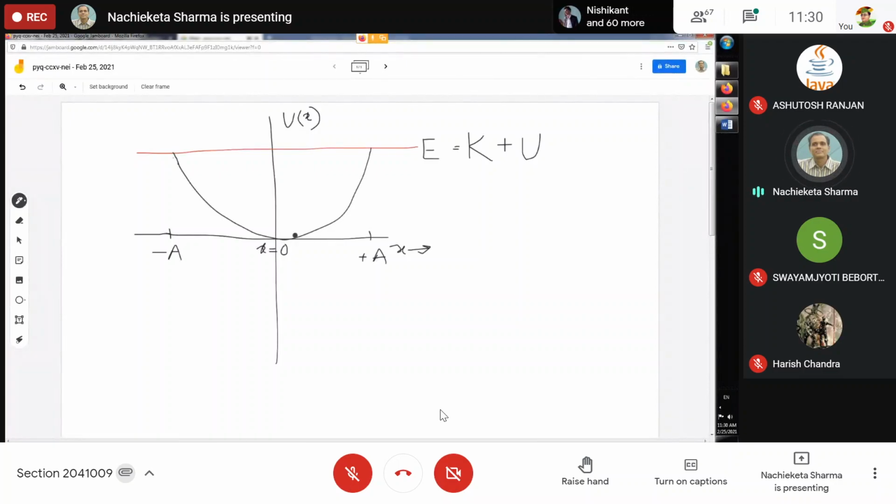And the difference at any point, as you see, suppose this is the value of the potential energy, this difference will give you the value of E minus U, which is nothing but K, isn't it? So this point is the value of U, and this difference gives you the value of K.